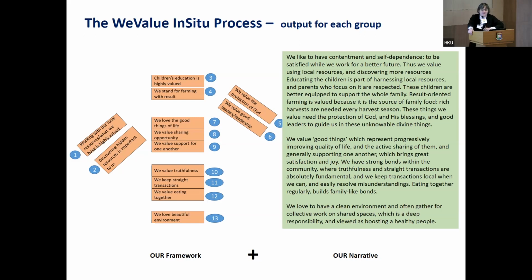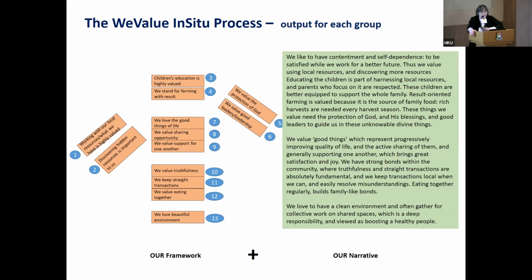But now look at the narrative. The narrative says, imagine you've never met these people, right? And you want to do a project with them. And I can give you 8 or 10 of these for the area. We like to have contentment and self-dependence, to be satisfied while we work for a better future. Thus, we value using local resources and discovering more resources. Educating the children is part of harnessing local resources. And parents who focus on this are respected. These children are better equipped to support the whole family.